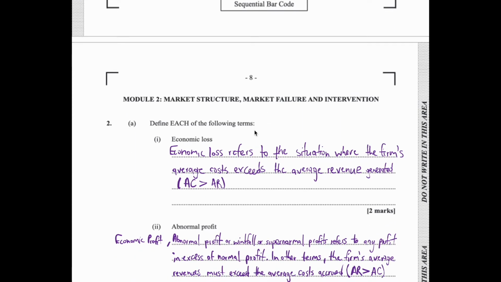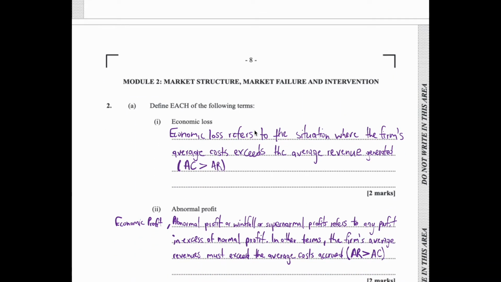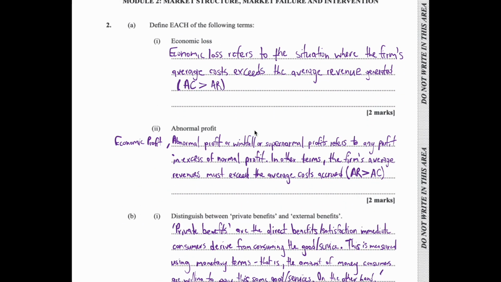Abnormal profits. So abnormal profit has multiple synonyms. It can be seen as economic profit, abnormal profit, supernormal profit, or windfall profit. So these profits refer to any type of profit in excess of normal profit. In other terms, the firm's average revenues must exceed the average costs accrued. So I have here AR is greater than AC.